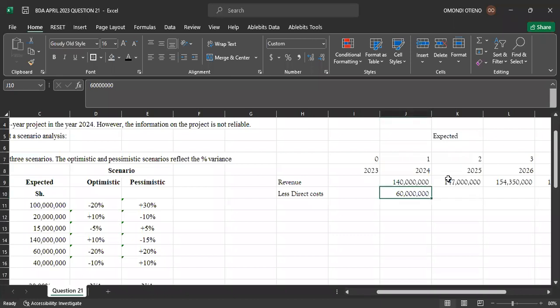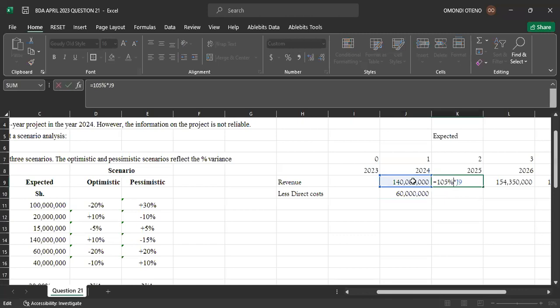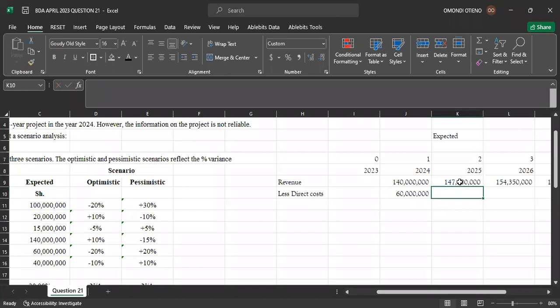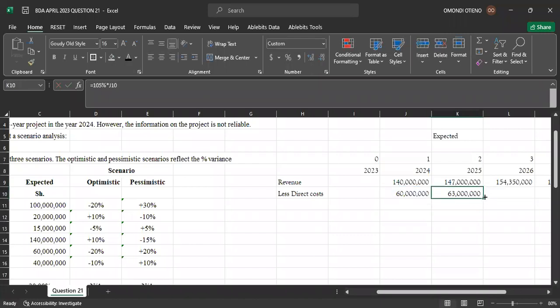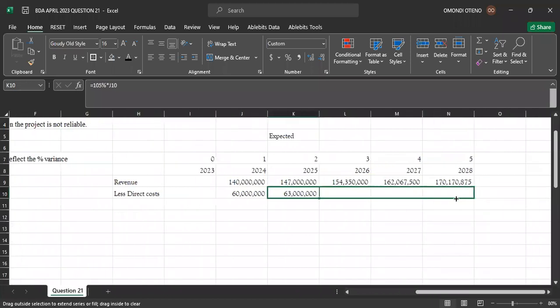Now, for someone who understands Excel very well, we know that we already have the formula here. They're going to increase by 5%, so 105% of the current value. What if I just come down here once I have this 60 million? I just drag it down and it automatically picks the direct cost for 2025. The formula is already entered there, so I just autofill to the very last point to get my direct costs.